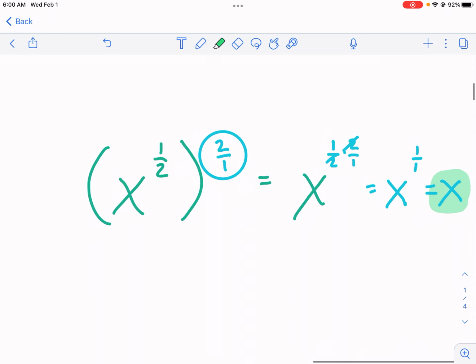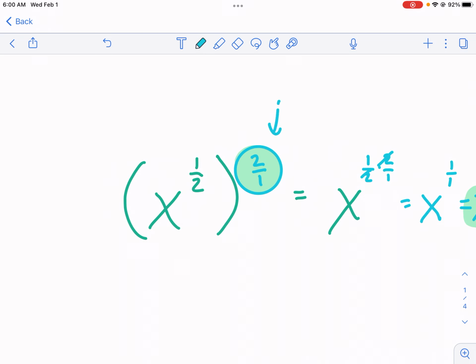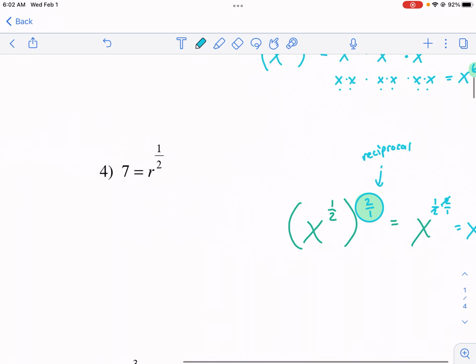Using that principle, we're going to raise these powers of x to the reciprocal power. So that's something we're going to keep in mind. We're going to apply that principle to all these problems.